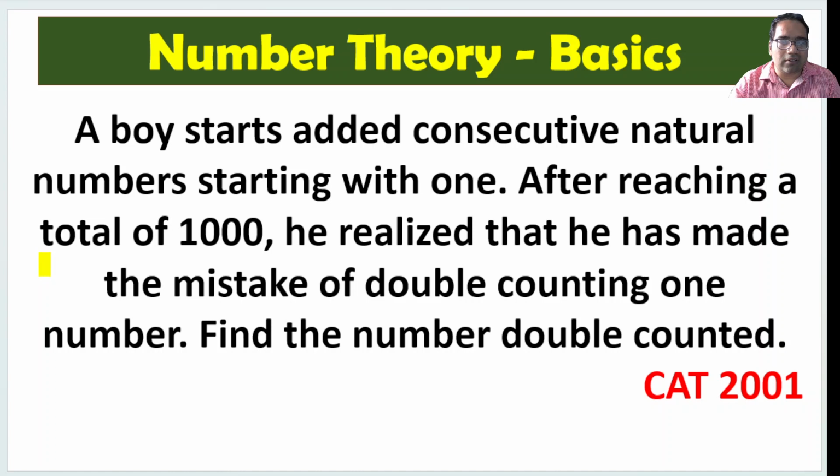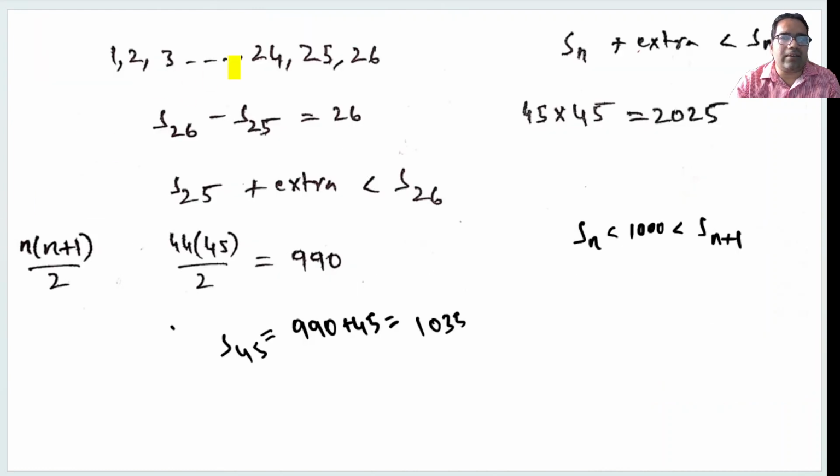Right. Here we have the sum of some consecutive natural numbers starting with 1. So, for example, 1, 2, 3, 4, 5, 6, like this, up till 20, 30, 40, whatever. Now, one number is added twice. So, let us use the formula of adding the first n natural numbers, which is n into n plus 1 by 2. Right. Now, let us randomly take that we have some 25 numbers like this.